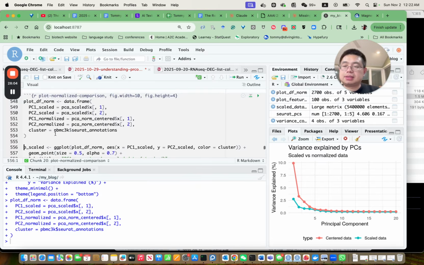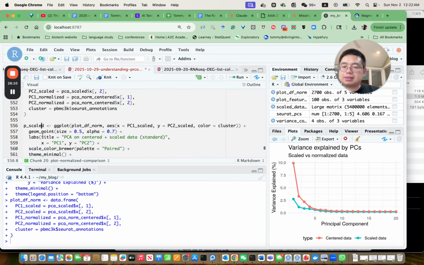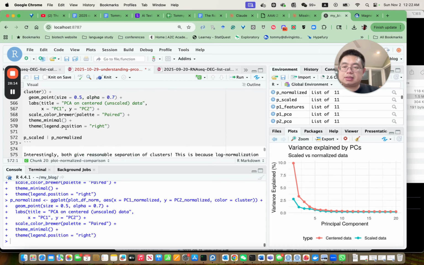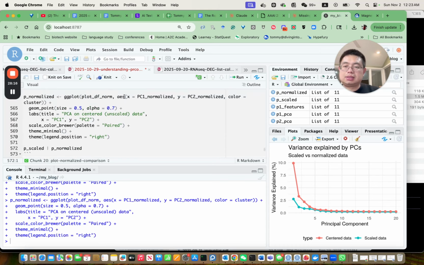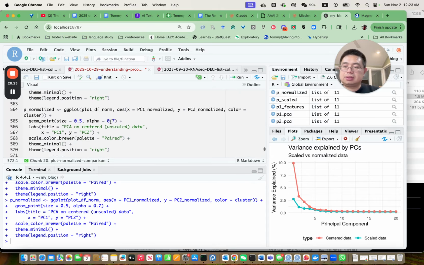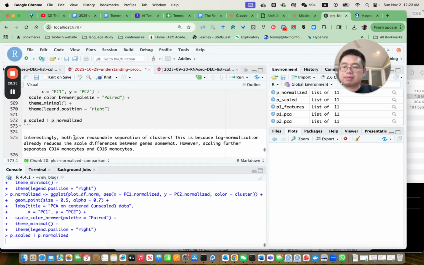So this is the data frame to compare those two principal components analysis here, that's scaled and normalized. So essentially, this is only centered but not scaled. This is centered and scaled. And let's take a look at them side by side.